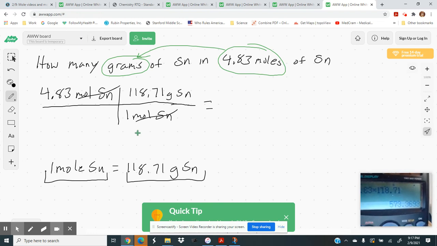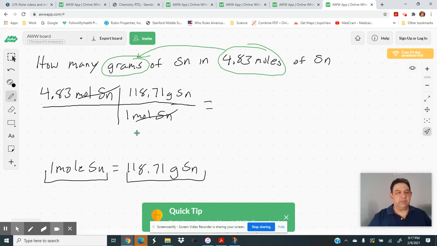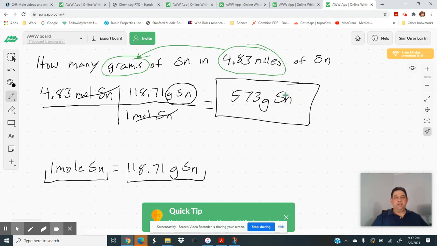So we got 573, and I give 3 significant figures, so we'll take 3 significant figures at the end. 573.3693, so I'll just put down 573. Technically, that's the way we should do it. I didn't think about significant figures when making these sample problems, but so 573. You know what? Let me make that prettier. 573. And we're left with these units here, grams of Sn. And there is your answer.